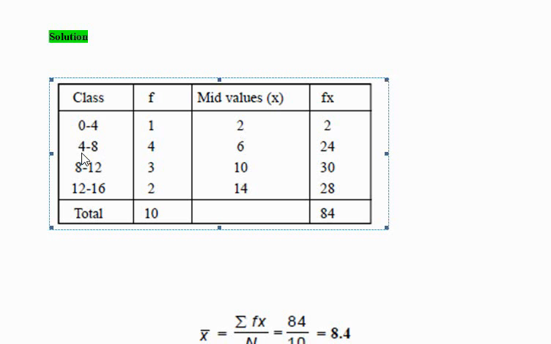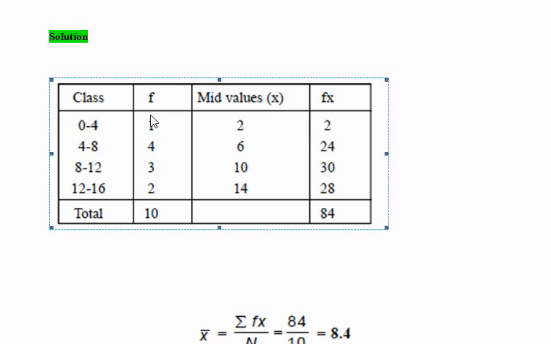Then to find the mid value of 4 and 8, add these two: 4 plus 8 is 12, 12 by 2 is 6. 8 plus 12 is 20, 20 by 2 is 10. 12 plus 16 is 28, 28 by 2 is 14. This is how the mid values can be found. Then we have the x values and also the f values. Now we find the fx values by multiplying f times x: 1 times 2, 4 times 6, 3 times 10, 2 times 14. The corresponding values are 2, 24, 30, 28.